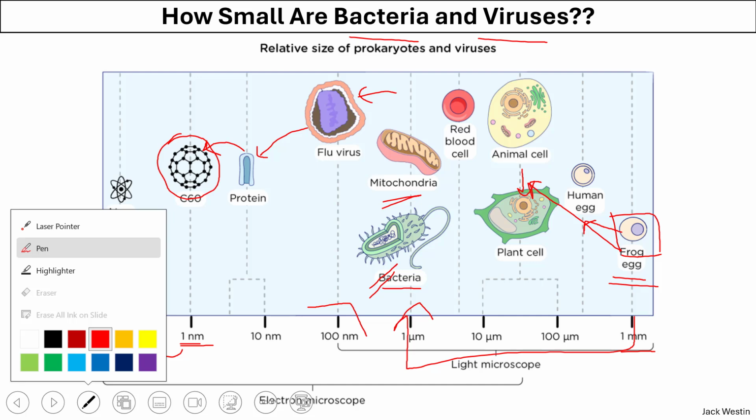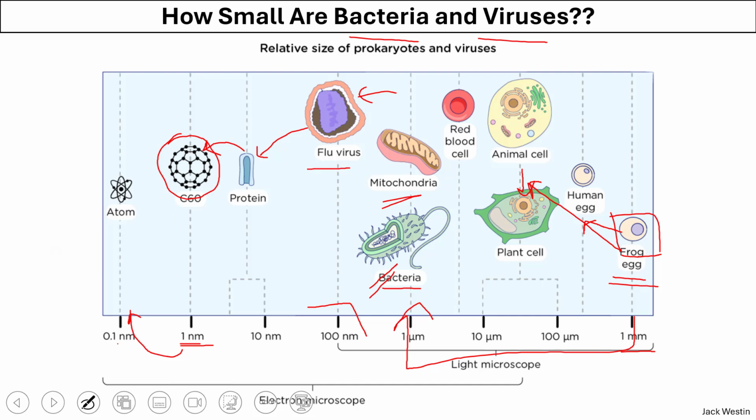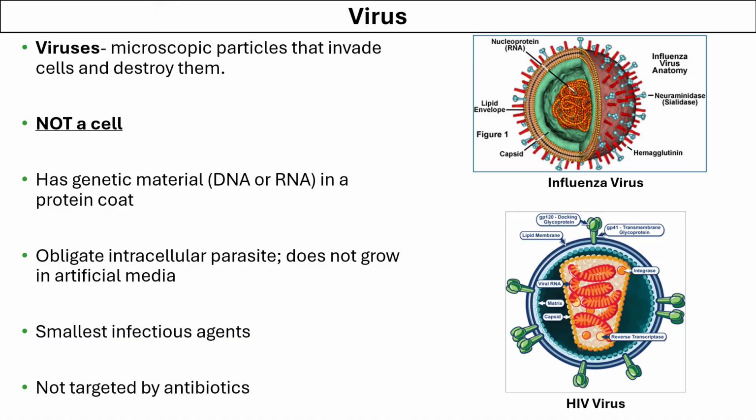So the takeaway is that a virus is only 1,000 times bigger than an atom and 1/10 the size of a bacteria. Viruses are microscopic particles which invade the cells and destroy them. Viruses are not cells because they do not have an independent cellular machinery. They don't have their own cell organelles or the machinery for synthesis of biomolecules.